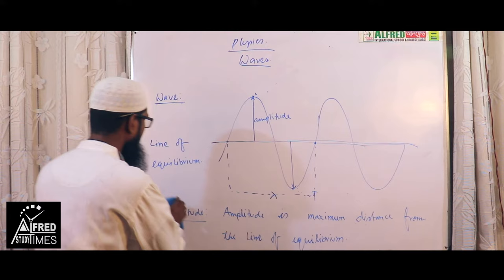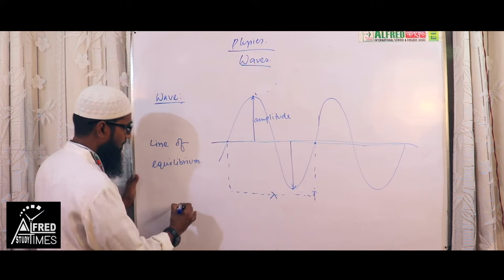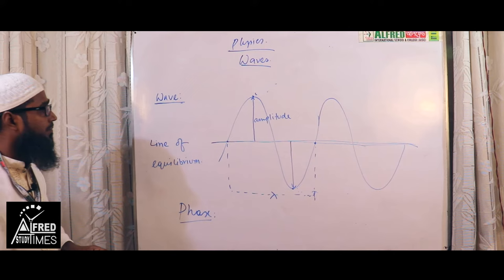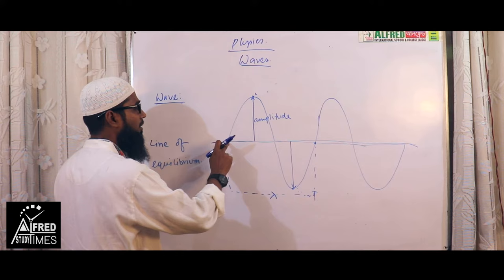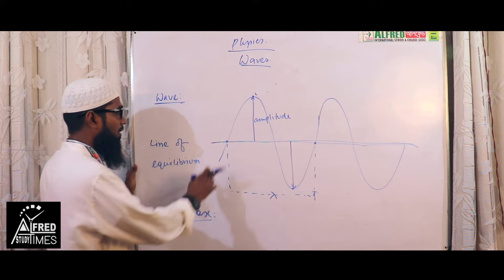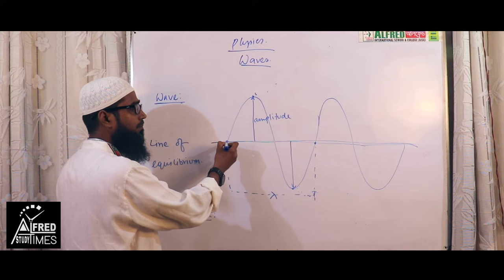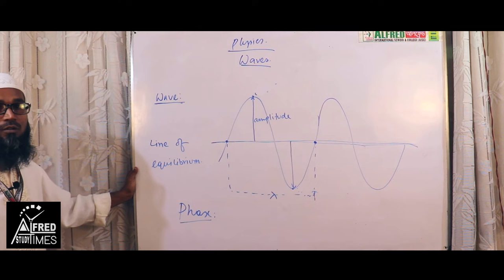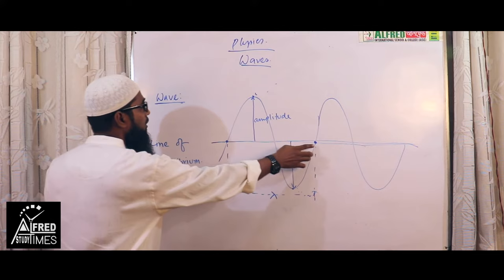Now about wavelength. Before learning wavelength, we have to learn about the term phase. What is phase? We can say two points are in phase when they have the same speed, same position, and the same direction of movement. If two points have the same position, same direction of movement, and same speed, then they are called in phase. So wavelength is the distance between two points which are in phase.